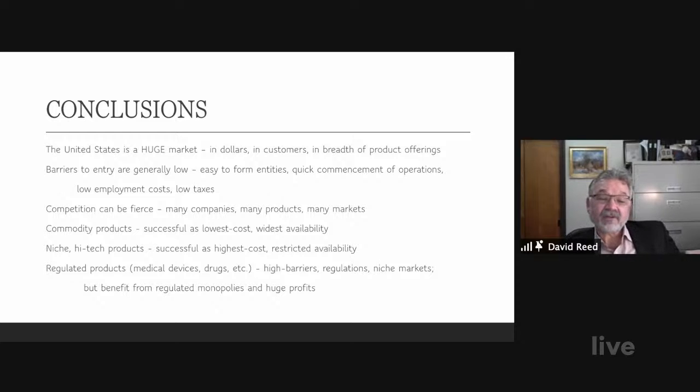Regulated products such as drugs and medical devices have high barriers. They have a huge amount of regulations. They're niche markets. You can only sell to certain doctors or to certain hospitals. But when you enter that kind of market, you're benefiting from a regulated monopoly with huge profits.